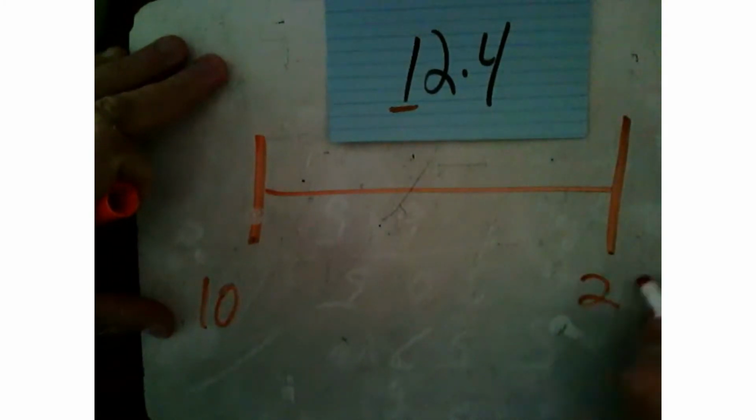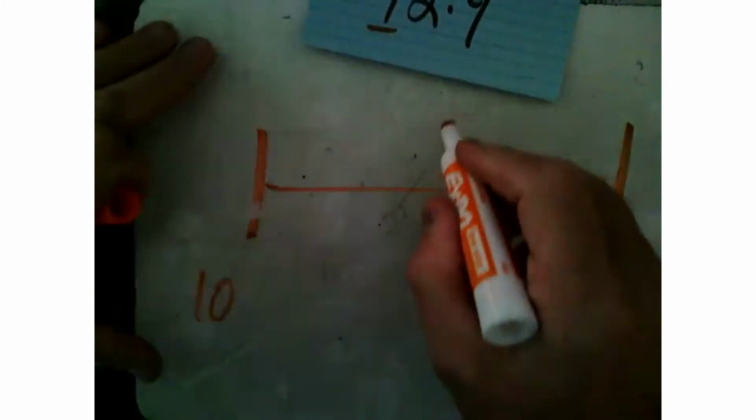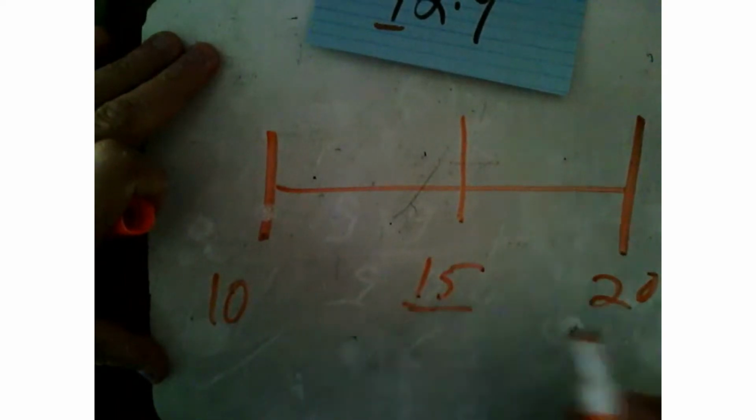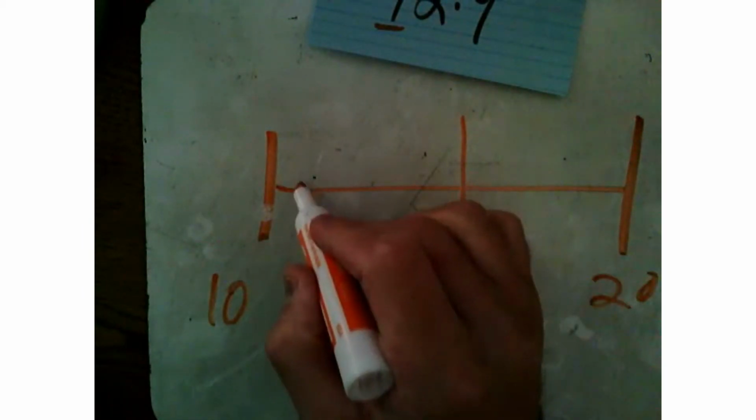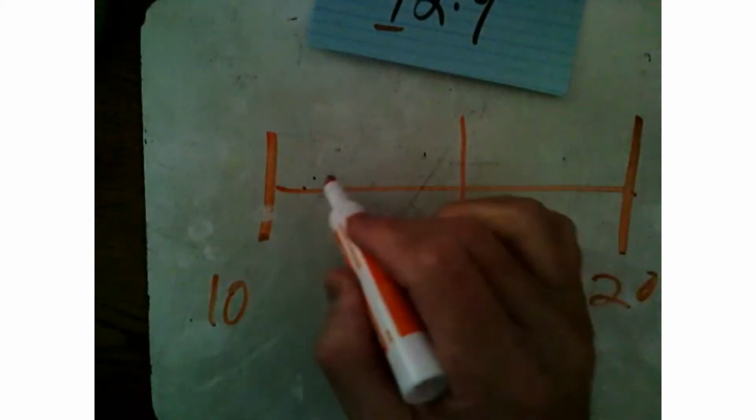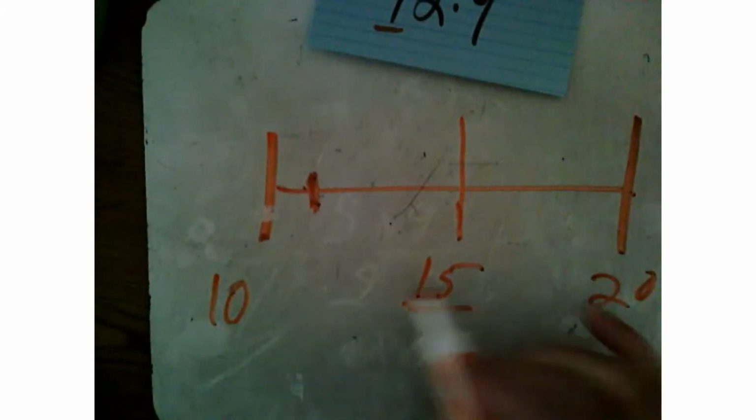12.4, if we're on a number line, I'm going from 10 to 20. That's my tens place, and in between 10 and 20 is 15, because rounding deals with the number 5s. Is 12.4 going to be over here or over here? Which ten would it be closer to? Obviously, 12.4 is way closer to 10, so I'm going to round that to 10.